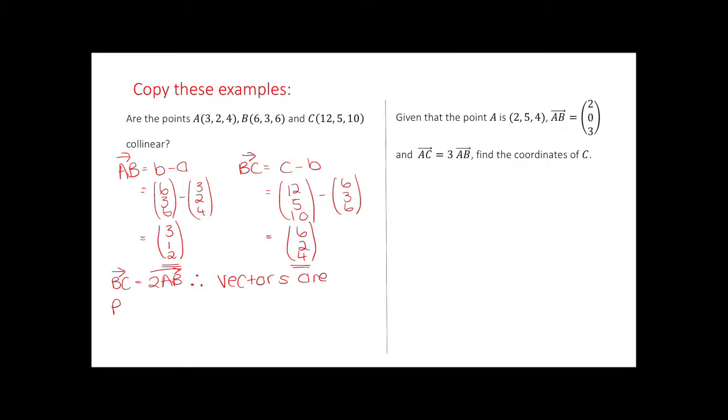are parallel, and since B is a common point, A, B and C are collinear.